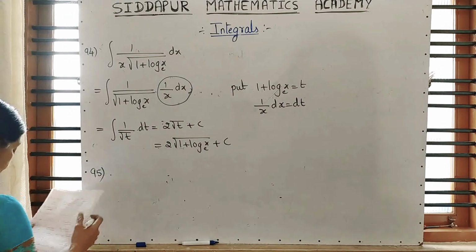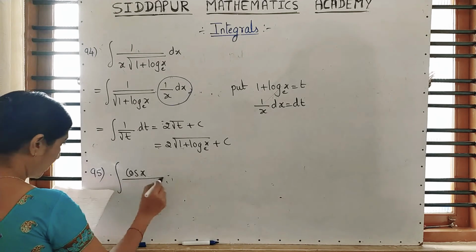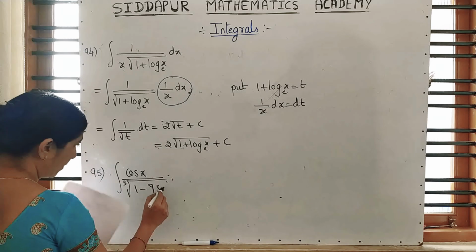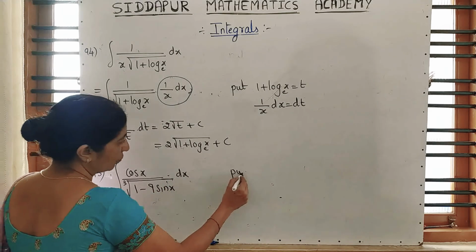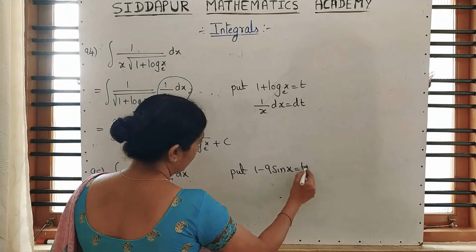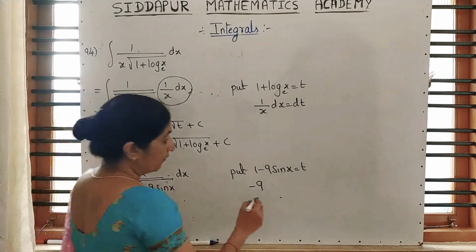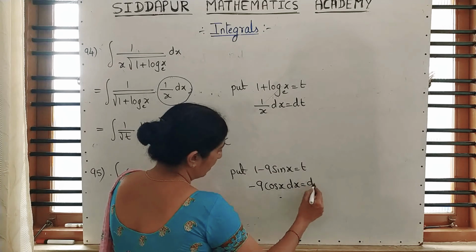Question number 95. Cos x upon cube root of 1 minus 9 sin x. Now tell me what will be the substitution. 1 minus 9 sin x is equal to t. Minus 9 as it is, 1 anyhow 1 is 0. Differentiation of sin x is cos x, into dx is dt.